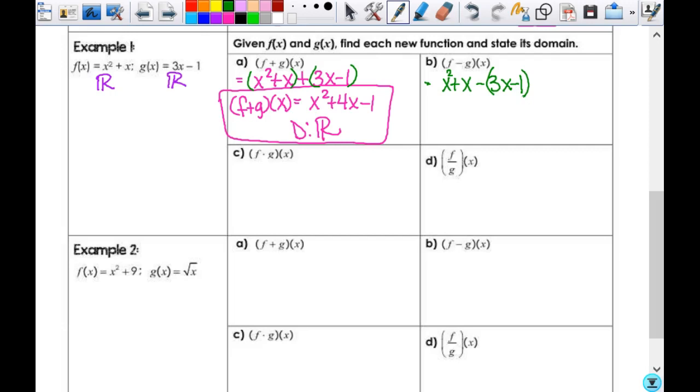So this becomes then f minus g of x is going to be equal to x squared, and then I've got x minus 3x gives me what? Negative 2x. Because I have 1x, I subtract 3x from it, I get negative 2x, and then what comes next? Plus 1. And my domain here, because it's the same as A, right? A, B, and C will all have the same domain. It is just all real numbers.